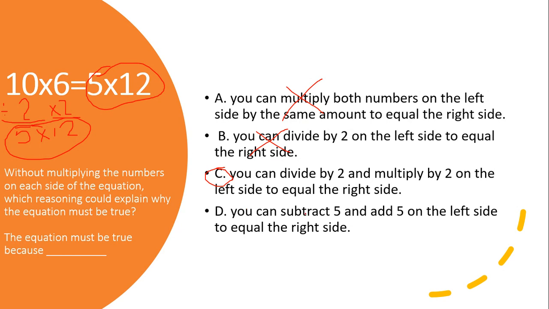D says you can subtract 5 and add 5 on the left side to equal the right side. Well, I know that is completely wrong because I'm not doing subtraction when we are talking about multiplication. When I talk about multiplication, we're either doing multiplication or division.